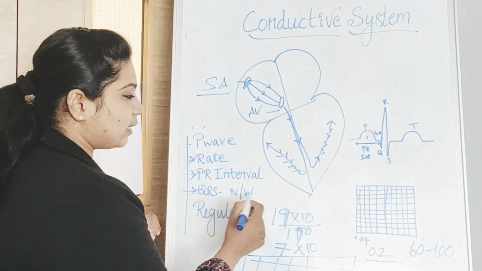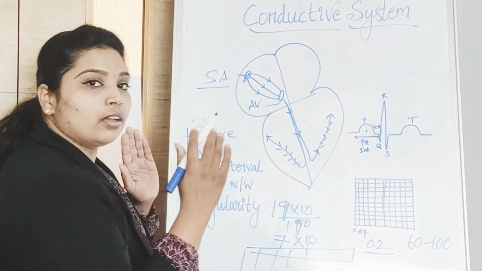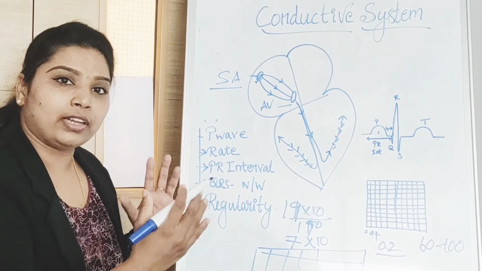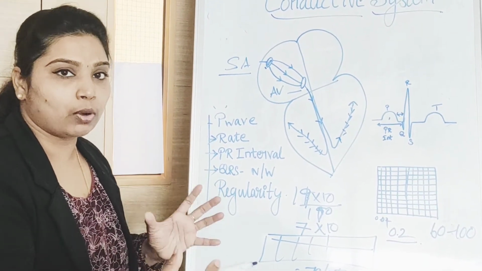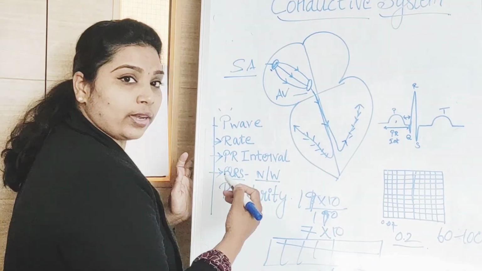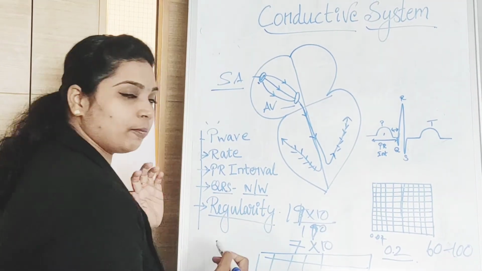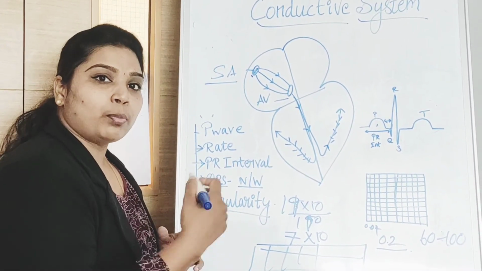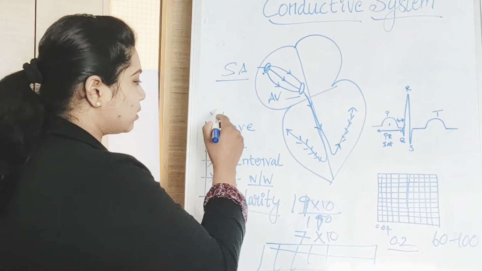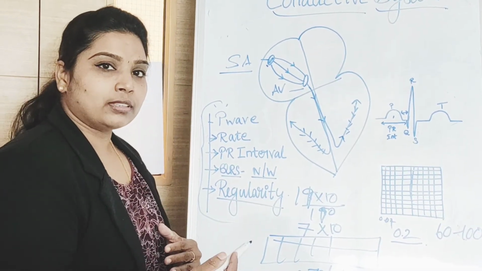Then QRS, whether it is narrow or wide. If the QRS is narrow, it will be SVT. If it is broad, like ventricular tachycardia, it will always have a broad QRS. So based on the QRS complex, whether it is narrow or wide, we can also predict the ECG. And there is one more, which is regularity, whether it is monomorphic or polymorphic, and the shape of the rhythm will give you some more clues. So based on these 5 criteria, we can identify what kind of rhythm it is.